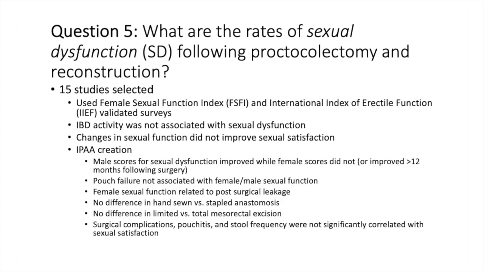Studies demonstrated that having inflammatory bowel disease was not associated with sexual dysfunction. Changes in sexual function did not improve sexual satisfaction. And following IPAA creation, male scores for sexual dysfunction improved while female scores did not, or improved at greater than 12 months following surgery. Pouch failure was not associated with female or male sexual function. Female sexual function related to post-surgical leakage. There was no difference in hand-sewn versus stapled anastomosis.